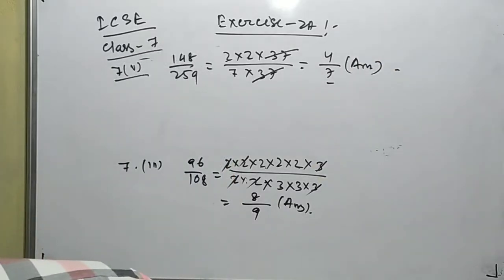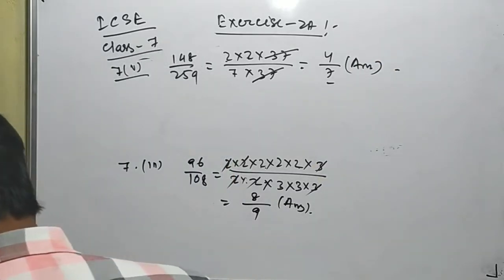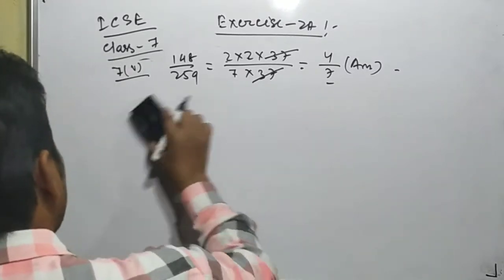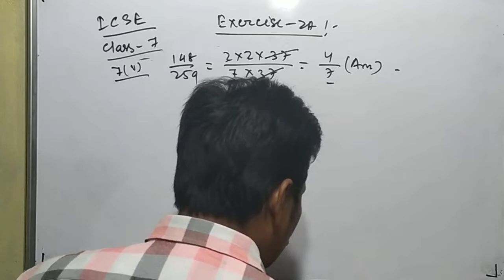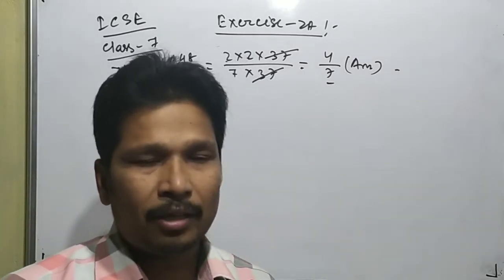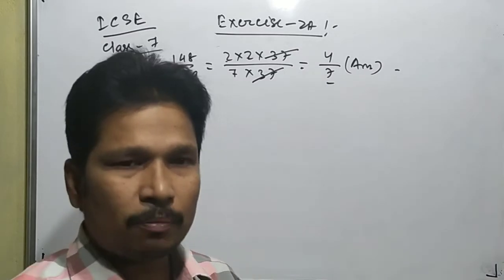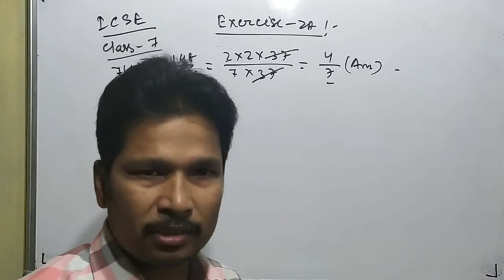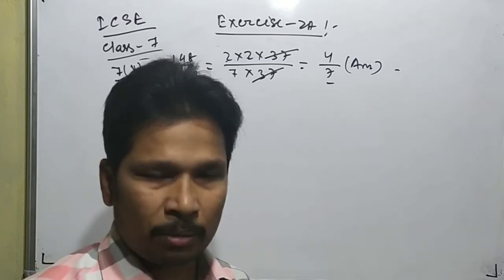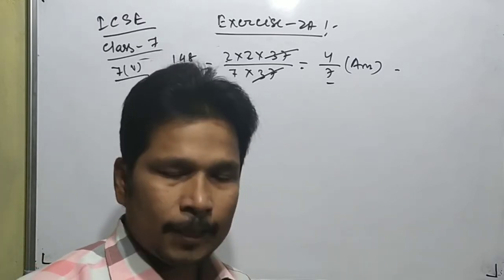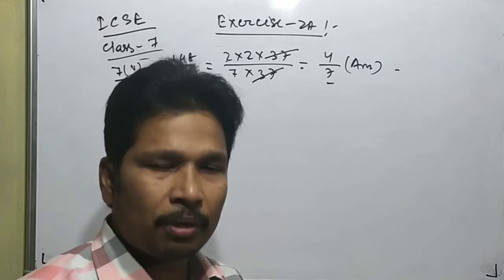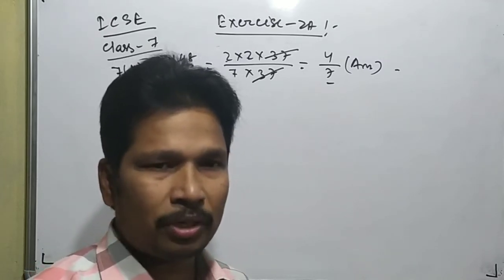Again, question number 8: which fraction is the greater? We have to compare two fractions. If we compare two fractions, we can do it by different processes. First of all, we can do it by cross multiplication, which is very easy. We can also use the same denominator process or same numerator process to find out which one is greater and which one is smaller.